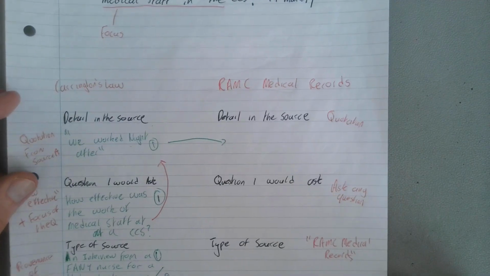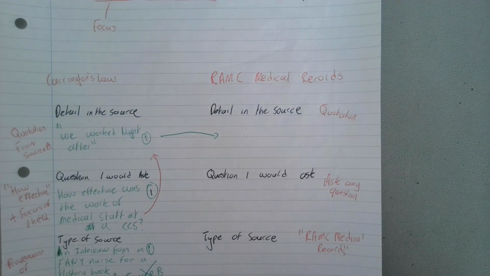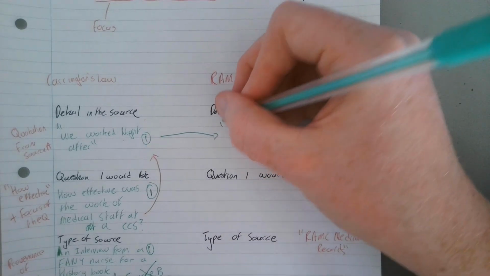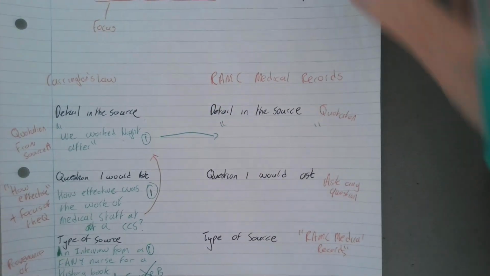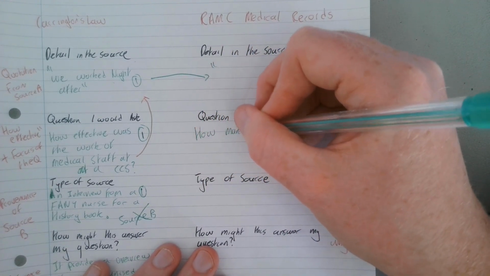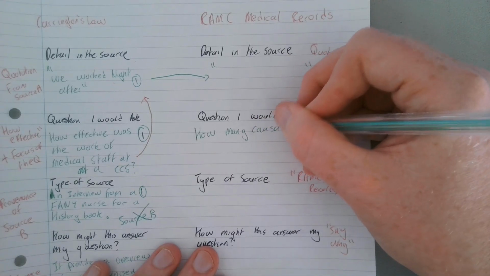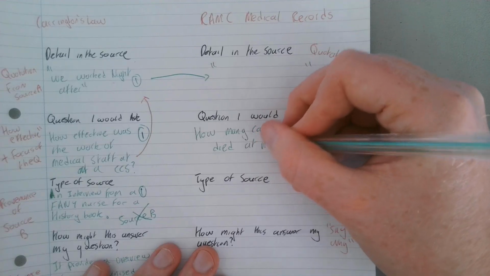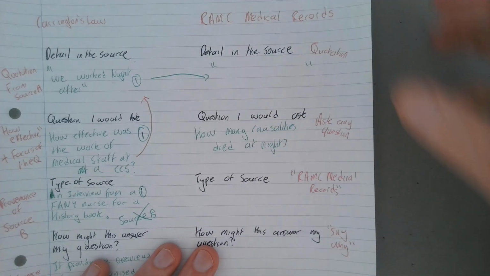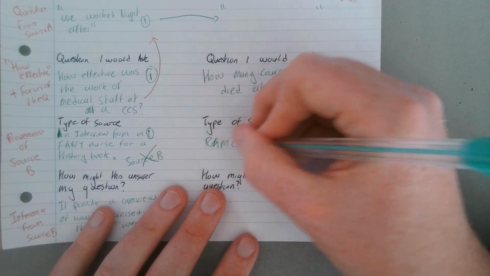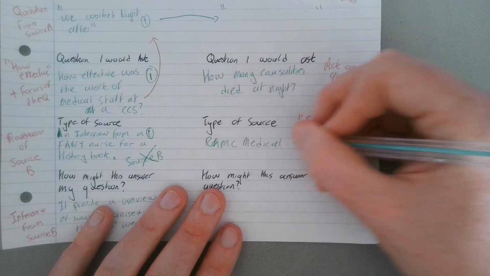Right, let's have a look then at the other side, the RAMC medical records technique. We're using the same quotation, so I'm going to use the same quotation there. A question I would ask is: how many casualties died at night? A type of source I could use: RAMC medical records.